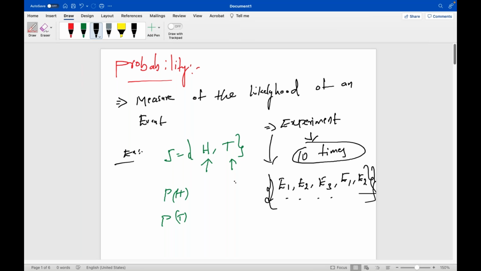The total possibilities we call the sample space. What does sample space mean? When you did one particular experiment, all the results from all the times of the experiment that we collect in one place, we call the sample space. We represent it with a capital S. Did you get my point or not?